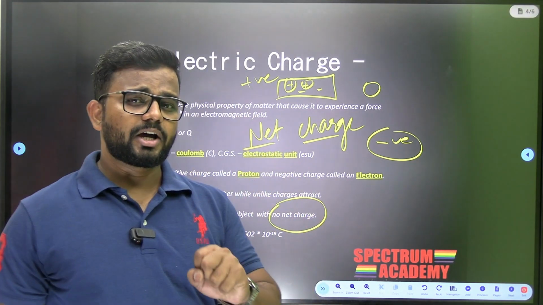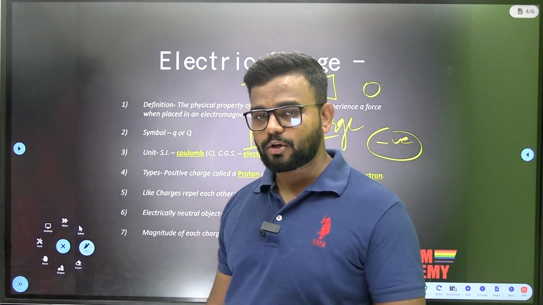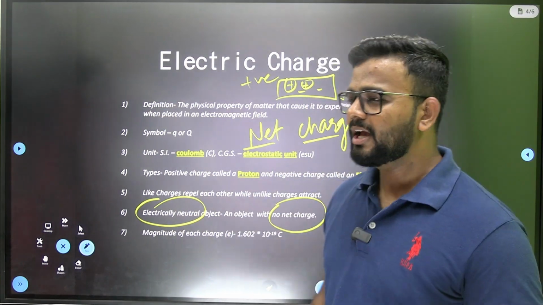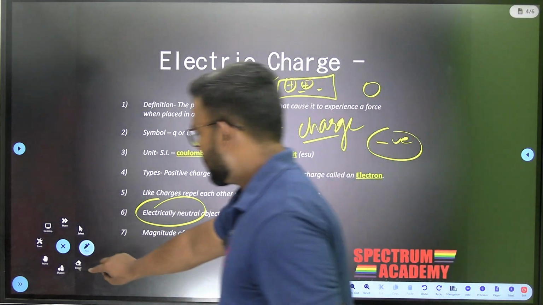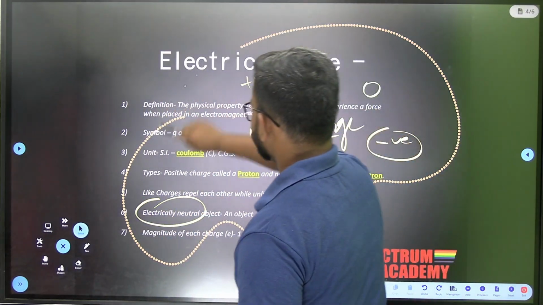So if the net charge on any system or object is 0, then we call that object or system electrically neutral. That means no charge. No charge means the total charge is 0. Try and understand. Okay, fine. So let us move further.